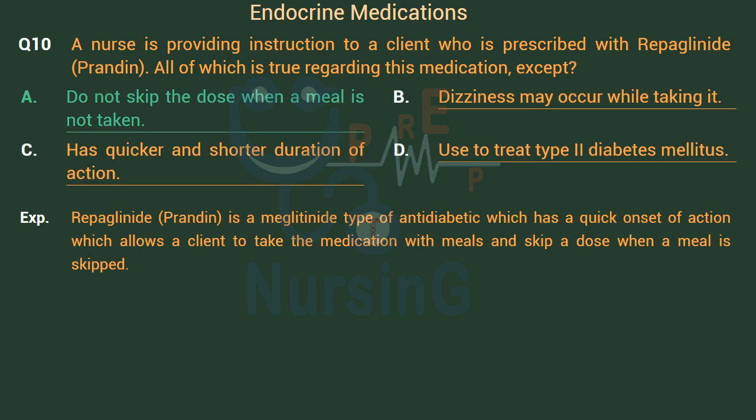Repaglinide, Prandin, is a meglitinide type of anti-diabetic which has a quick onset of action, which allows a client to take the medication with meals and skip a dose when a meal is skipped.